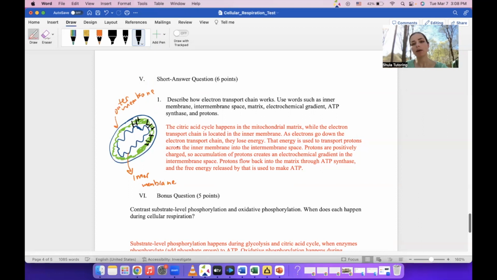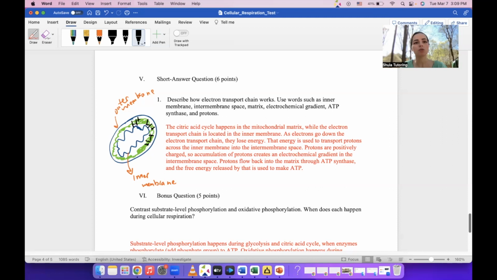Protons are positively charged, and accumulation of them will create an electrochemical gradient in the intermembrane space, right? We have a lot of positive charge in one place, and a lot of the same kind of chemical in the same place, right? So that creates an electrochemical gradient because those protons are repulsed by each other. They have the same charge, so they experience repulsion. They also want to go down their chemical concentration gradient from the intermembrane space out. They want to diffuse, so they will flow back into the matrix.